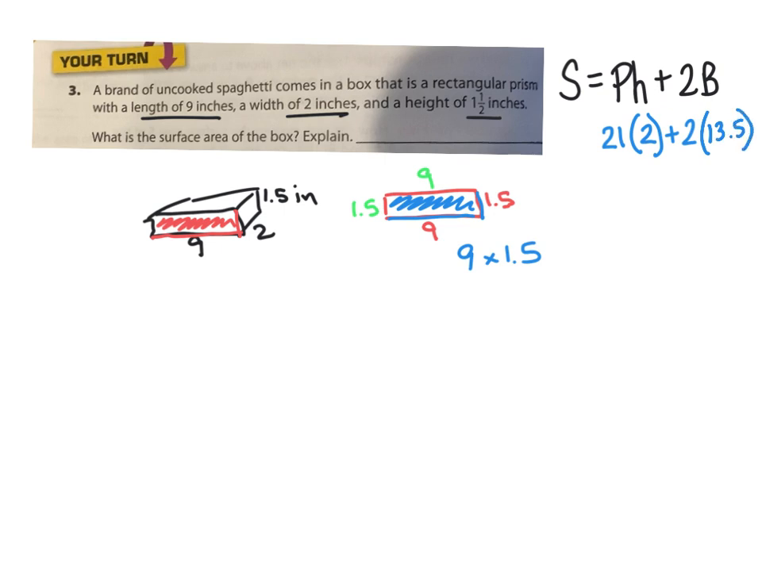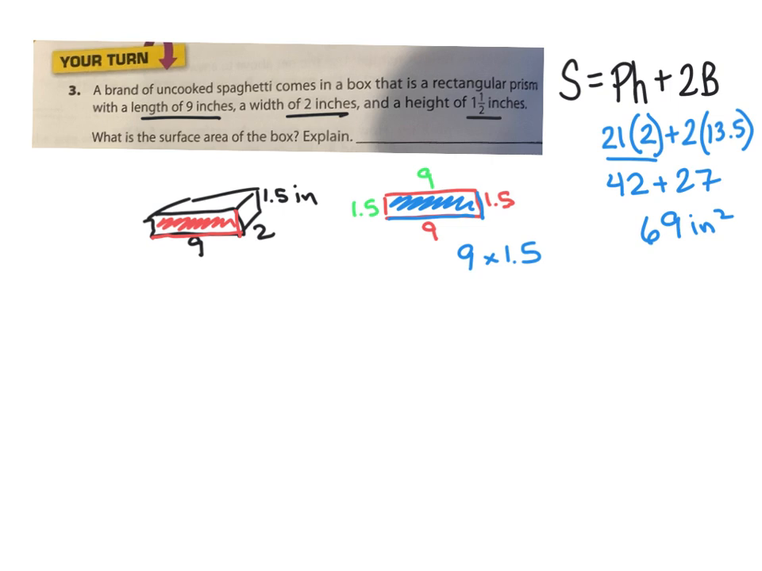And now I'll just calculate these. 21 times 2 is 42. 13.5 times 2 is 27. Add these together for a total of 69 inches square. So there's that use of that formula again. It's one of those things, the more you see it, the easier it becomes.